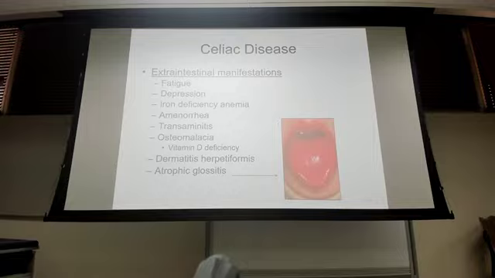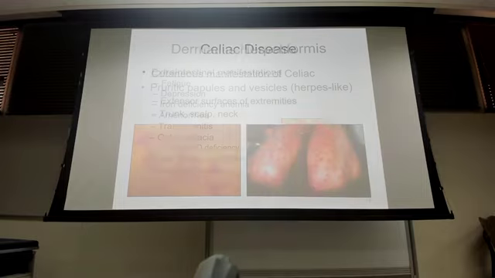Dermatitis herpetiformis. Sounds like herpes virus, right? But it's not related whatsoever to a virus. It's celiac disease, and that is a pathognomonic board question. And then atrophic glossitis, so that's what you're seeing. The positive arrow there for the tongue: it's red, flat, shiny. We'll talk a little more about it, but it's due to vitamin deficiency, atrophic glossitis.